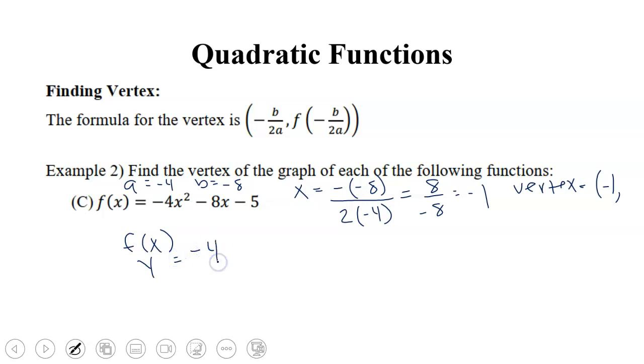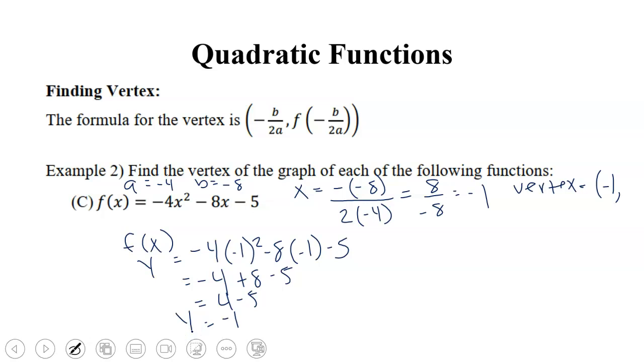So -4 times -1 squared minus 8 times -1 minus 5. So -1 squared is +1. So then -4 times +1 is -4. -8 times -1 is +8. So then I have -4 plus 8 is +4 minus 5. So it's -1. Y equals -1. So my vertex is -1 comma -1.